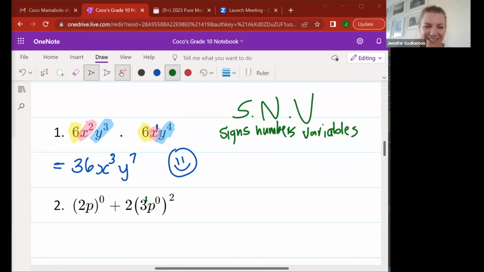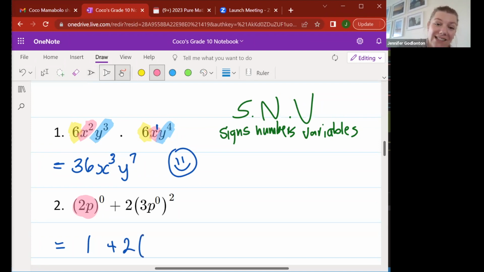Okay, let's have a look. This one was sneaky. We have to look at what was to the power of 0. This whole bracket was to the power of 0, which means that whole bracket is equal to 1. Plus 2 bracket. Now inside this bracket, the p is to the power of 0, but the 3 is not to the power of 0. So inside that bracket, that's actually 3 times 1, because the p to the power of 0 is 1, but the 3 is itself.